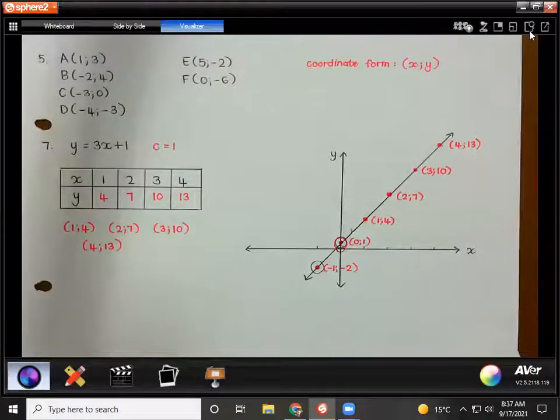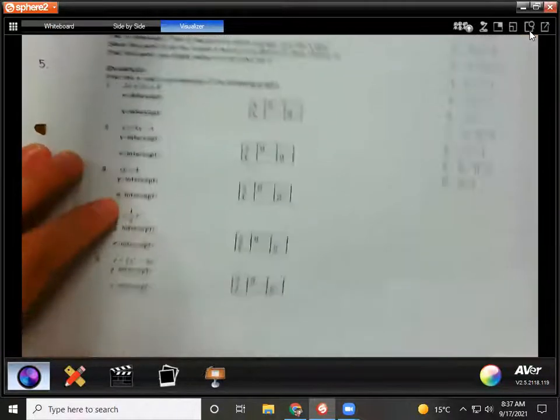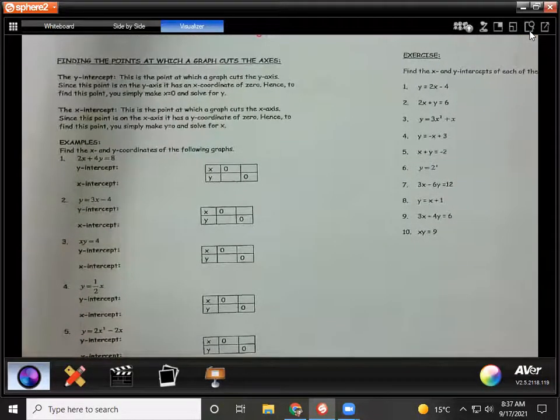Okay, guys, I want us please to go to the second note that I handed in the other day. The one that says finding the point at which a graph cuts the axes. All right, so I'll show you now what it looks like, what we told in the first note. There's the second one. We're going to be talking about points where the graph will cut the axes.